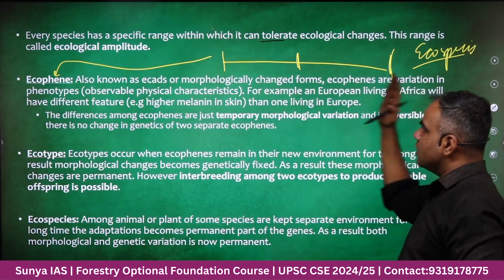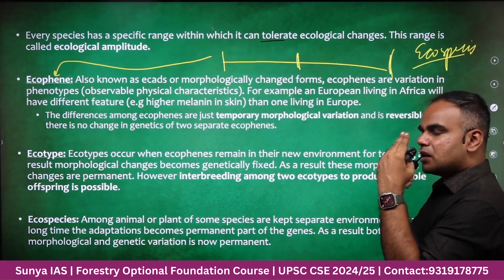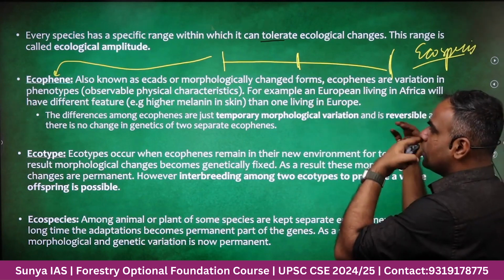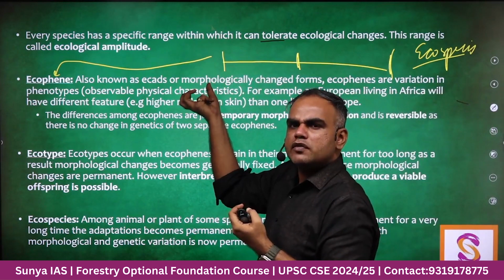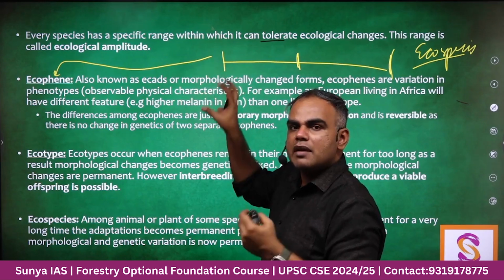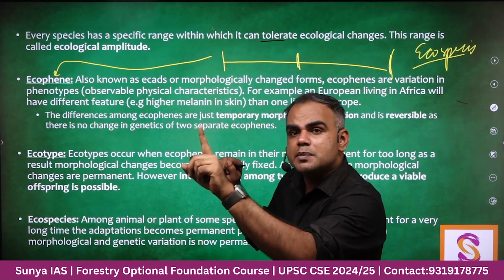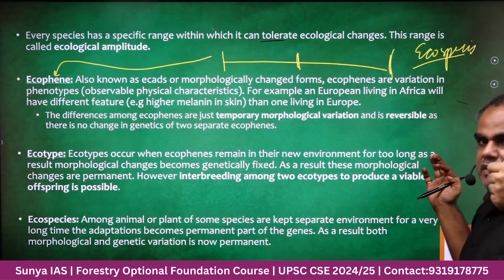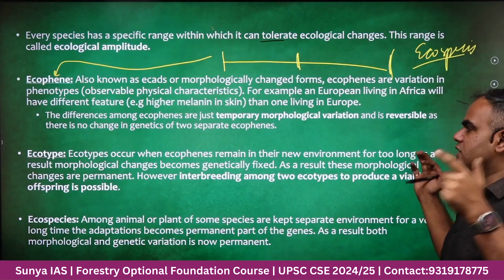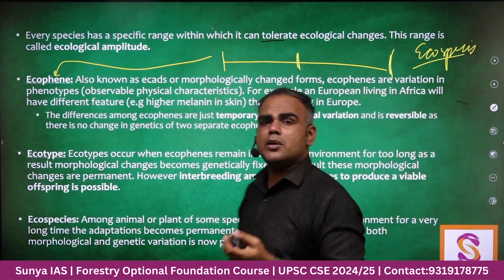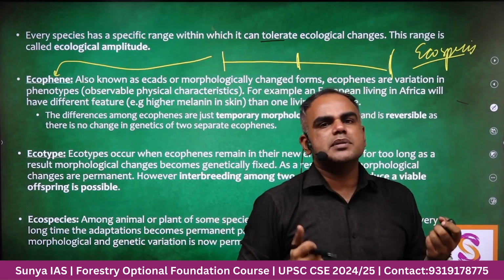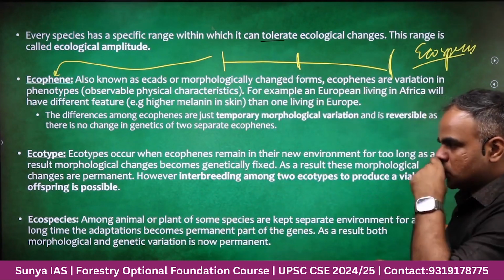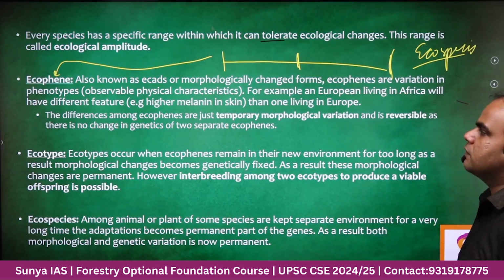I hope you understand, because you are subjecting a species to a range of temperature. If you have a very small range of temperature and for a very short time, you will have temporary changes which are reversible, and on the opposite side, on the most extreme side, you will have irreversible permanent changes. So three more terms: ecophene, ecotype, ecospecies, because they have a habit of sometimes asking you some important terms. I don't want you people to fall behind.